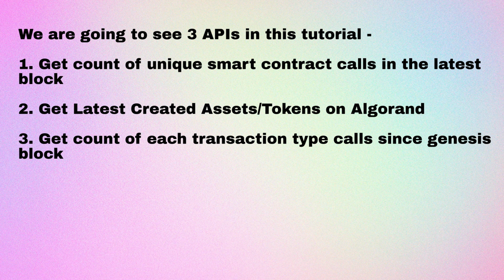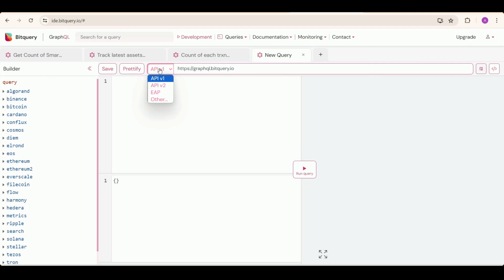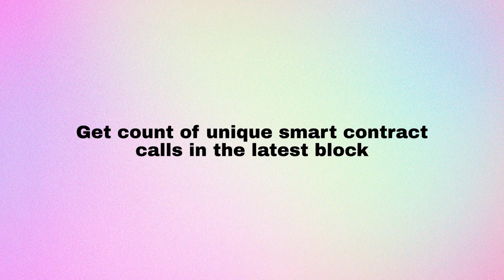First one will be an API to get the count of unique smart contract calls in the last block. Second one will be an API to track newly created assets on Algorand. Third one will be an API to get the count of each transaction type since the Genesis block of Algorand. So make sure that this is API v1 here. We have Algorand and API v1 only right now. Let's get started with our first API.